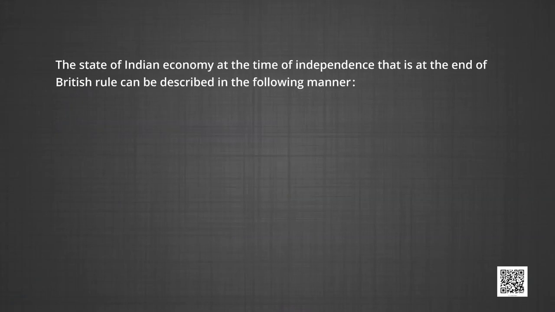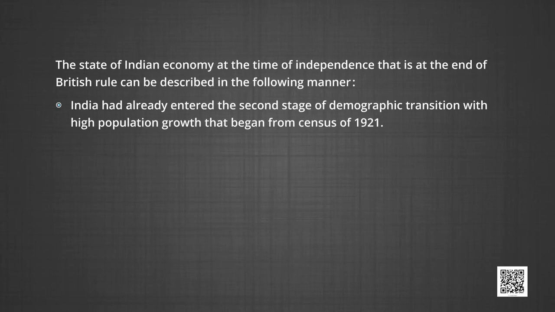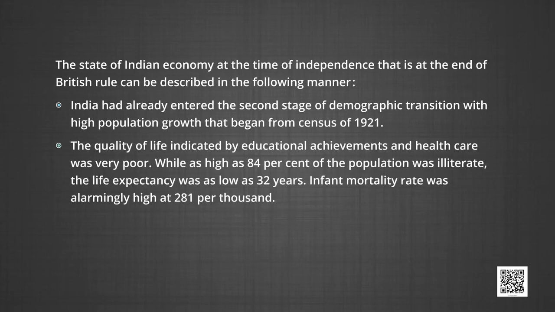Finally, let us summarize whatever we have discussed so far. The state of the Indian economy at the time of independence, that is, at the end of British rule, can be described in the following manner. Number one, India had already entered the second stage of demographic transition with high population growth that began from the census of 1921. Number two, the quality of life indicated by educational achievements and healthcare was very poor, while as high as 84% of the population was illiterate, the life expectancy was as low as 32 years only.